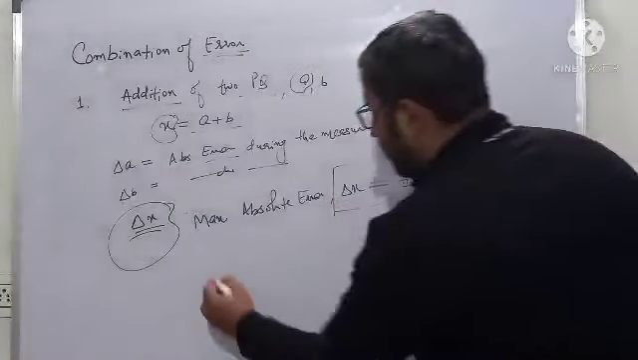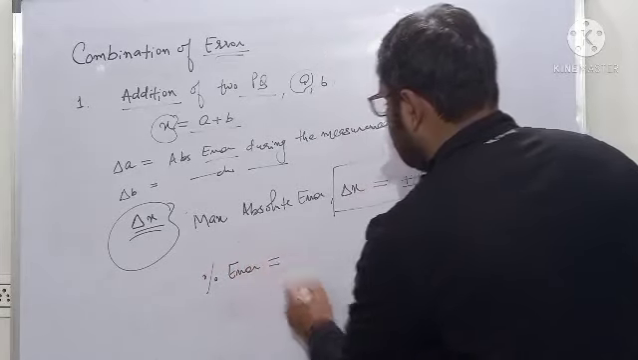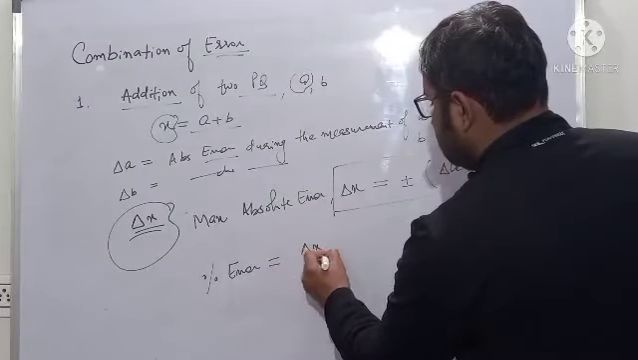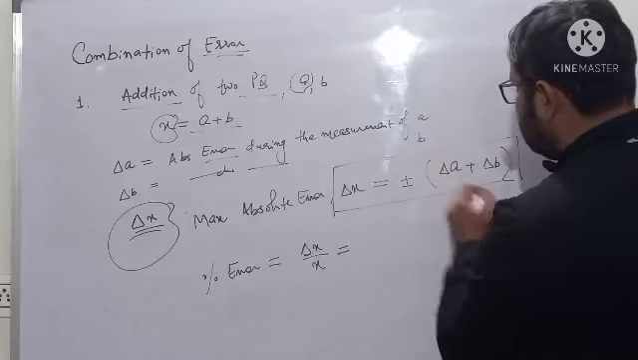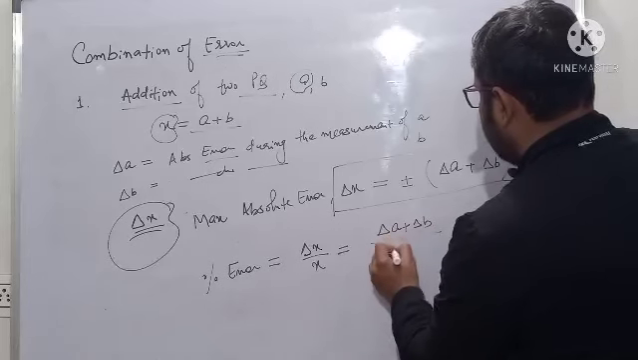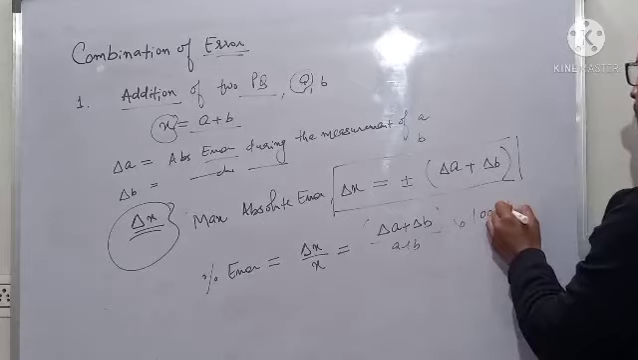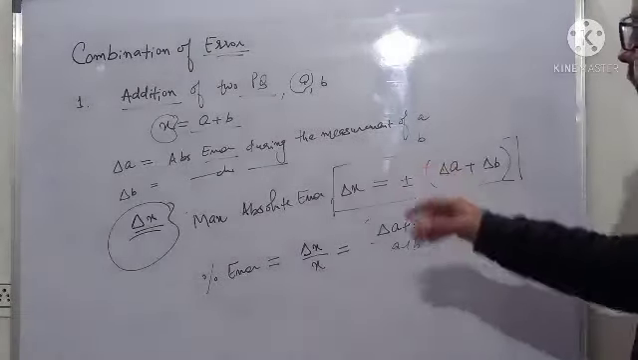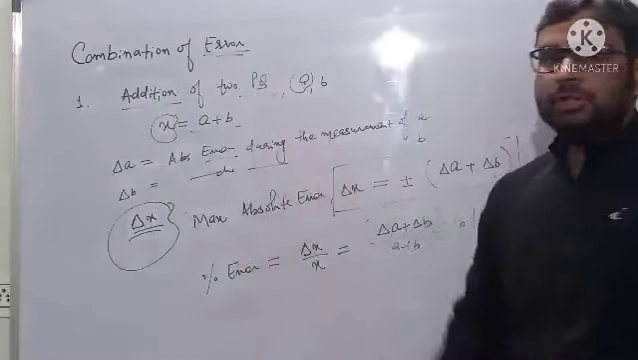Now from this we can find the percentage error, that will be equal to delta X by X into 100. Delta X, the maximum error, is delta A plus delta B, divided by A plus B, into 100. So in this fashion we can find the percentage error in the addition of two physical quantities.